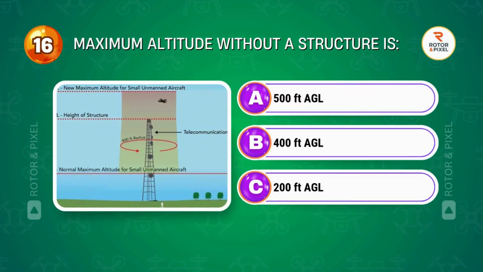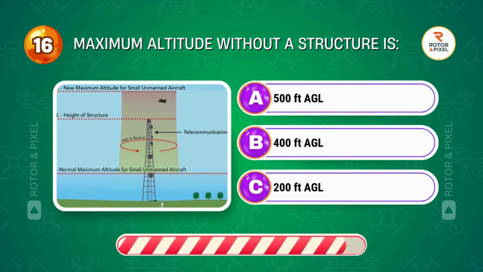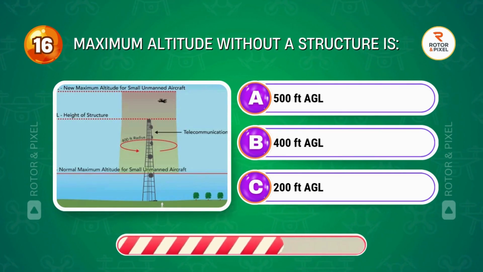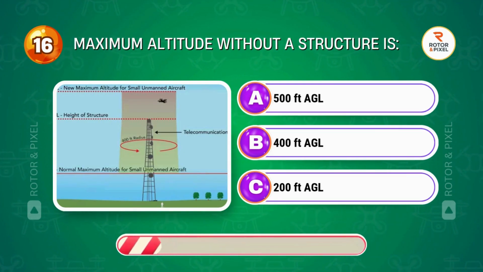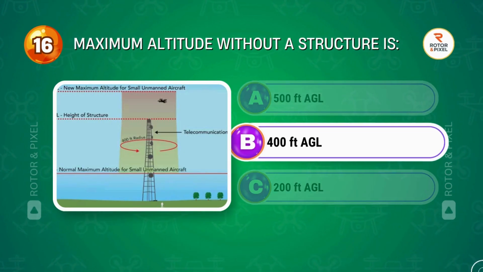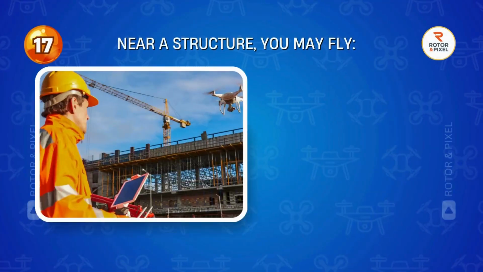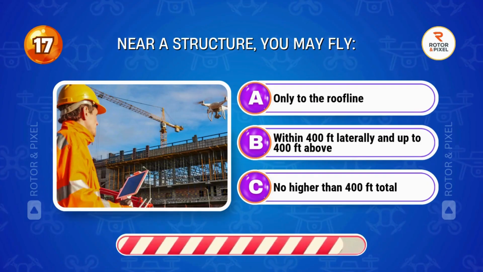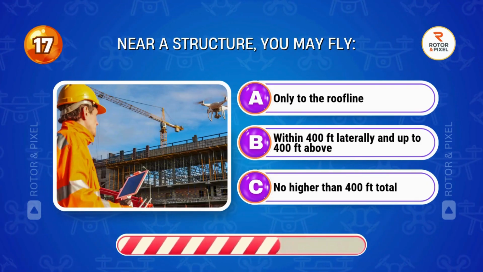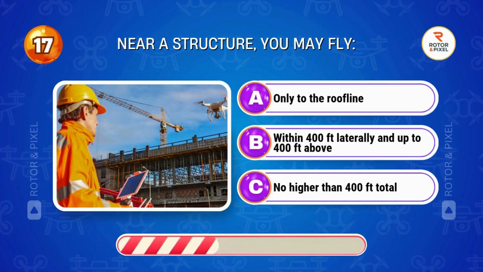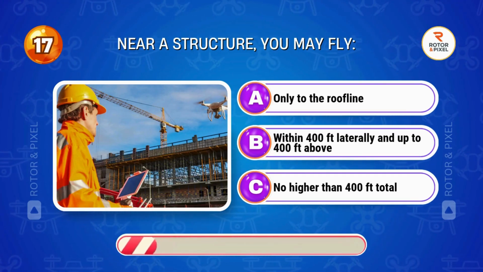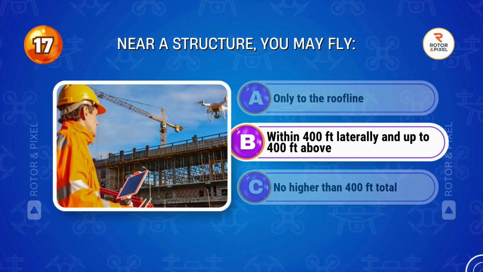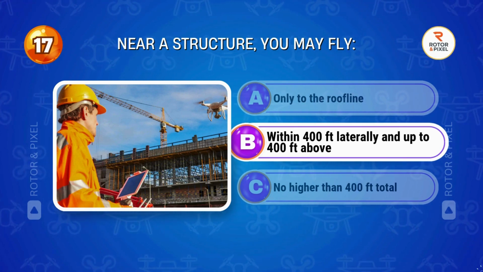Maximum altitude without a structure is Answer B, 400 feet AGL. Near a structure, you may fly Answer B, within 400 feet laterally and up to 400 feet above.